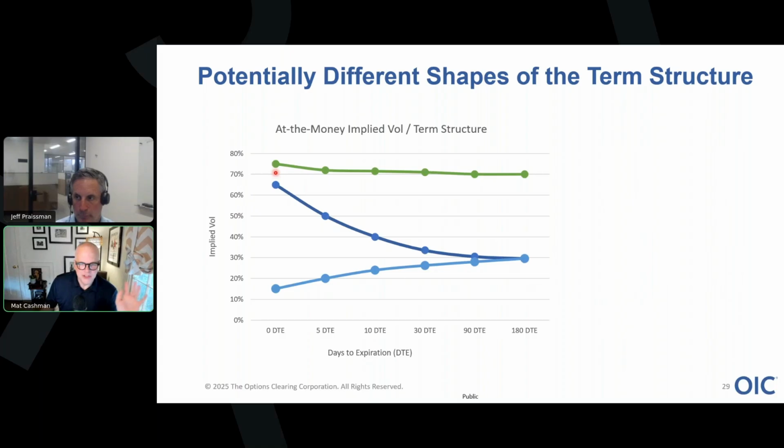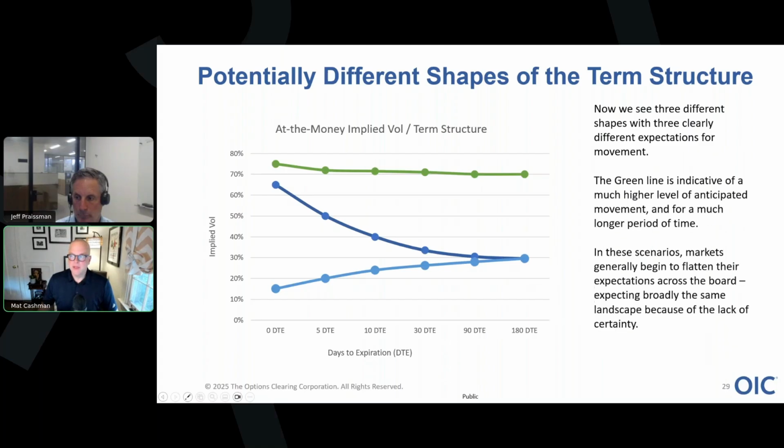which is basically everything is super high and there's no difference between any of the options in vol terms. And what that usually means is that the market is bananas and that no one understands or has any idea of what's about to happen. And so we price everything exactly the same. The green line is indicative of a market where there's a lot of movement happening and no one understands why, and it might last forever, but no one gets what's happening.